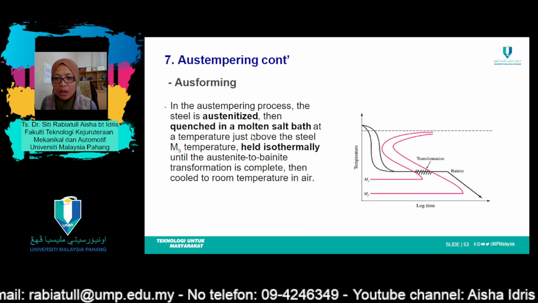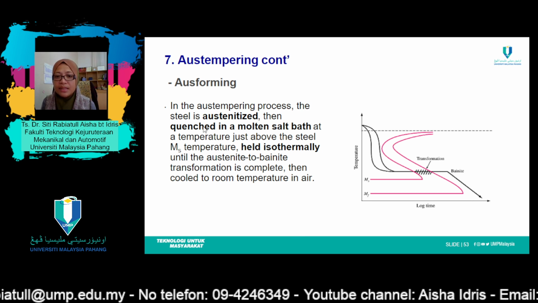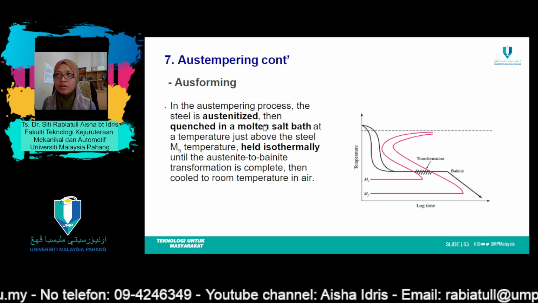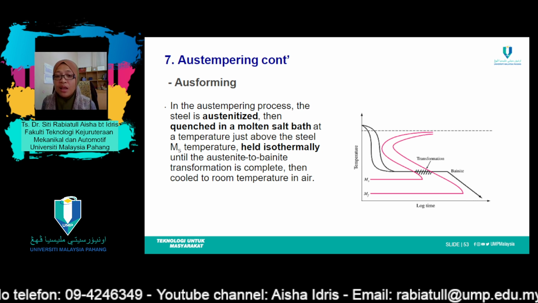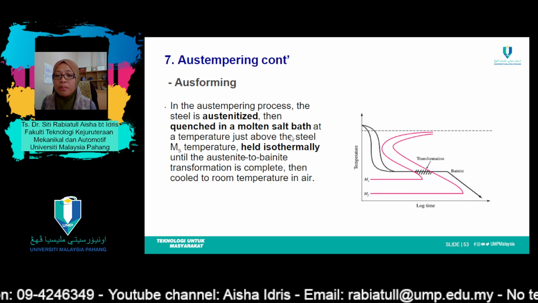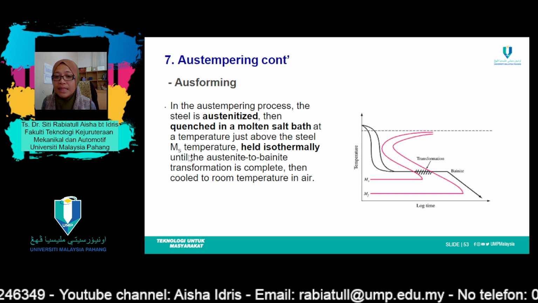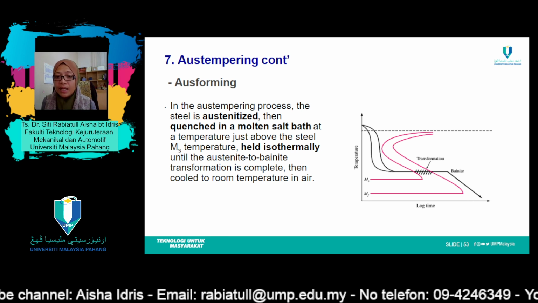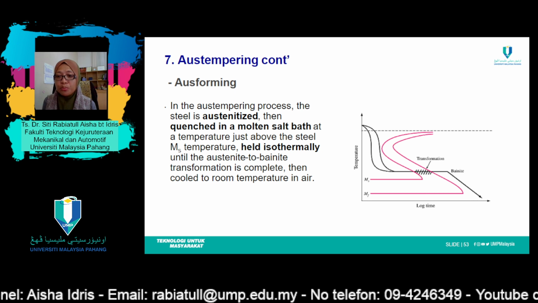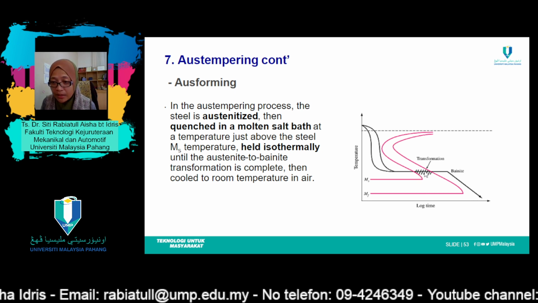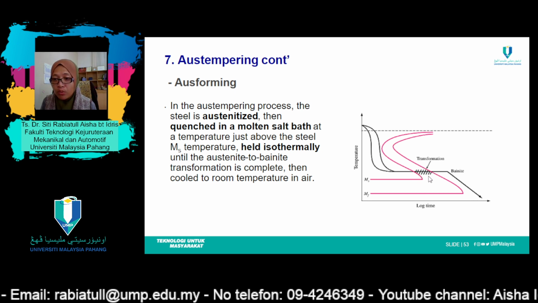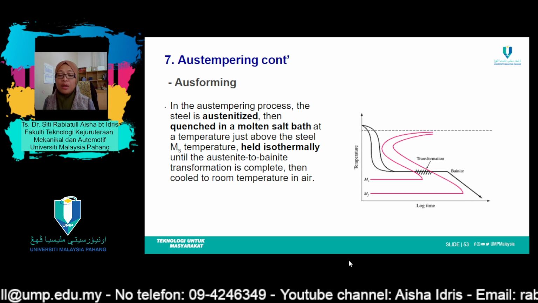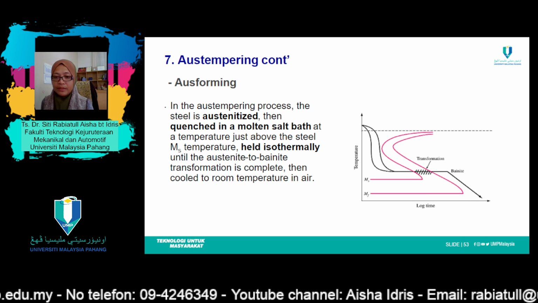So in the austempering process, the steel is austenitized, which is below 730 degrees C, then quenched in a molten salt bath at a temperature just above the steel's Ms temperature. After that, hold it isothermally until the austenite transforms completely to bainite. At this point, it will transform completely, then cool to room temperature. So that is called austempering.